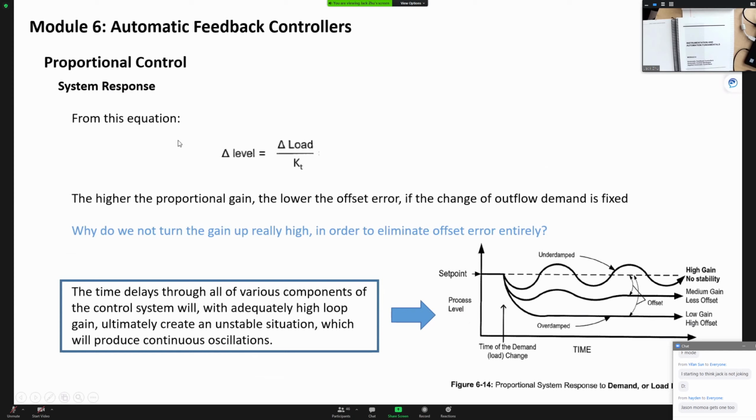Also, we're talking about the gain for the system. The higher the proportional gain, the lower the offset error. But if you set the gain too high, your system will become unstable. So your system will always be overfilling or draining. If you set the gain too low, you will have a bigger offset down there.